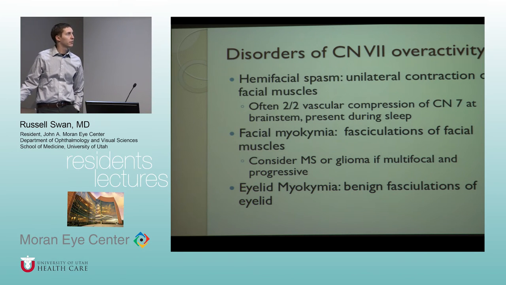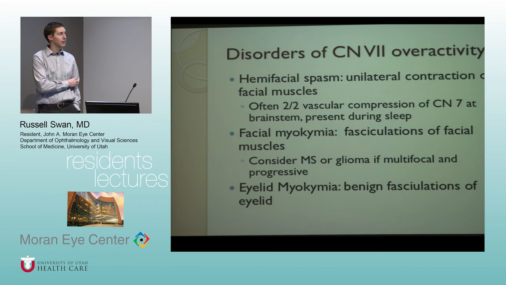The other overactivity syndromes: hemifacial spasm is usually a unilateral process. For a while it was thought to be like benign essential blepharospasm, without really having a great etiology. Now it's felt to be secondary to compression of the seventh nerve, typically at the brainstem. Oftentimes this is present during sleep.